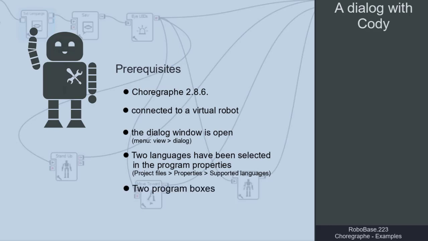With two boxes, simple human-robot dialogues can be created. You need a set language box and a dialog box. Let's look at a dialog first.